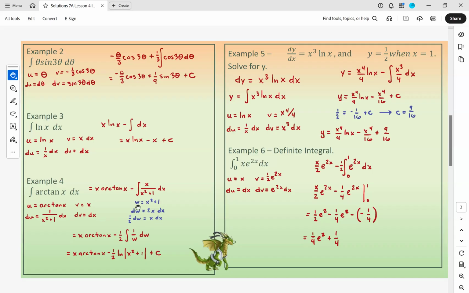So I went with w equals x squared plus 1. dw would be 2x dx. I work that through all the way. I get my substitution going in the next line of work, and eventually undo that substitution as well.